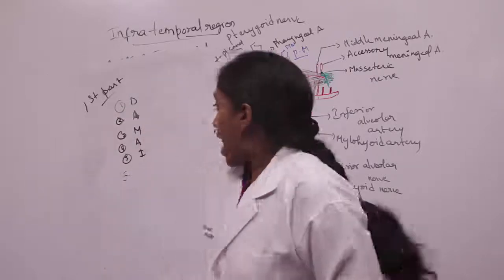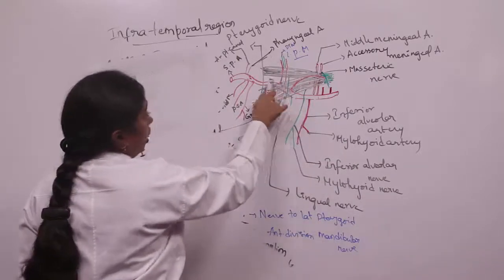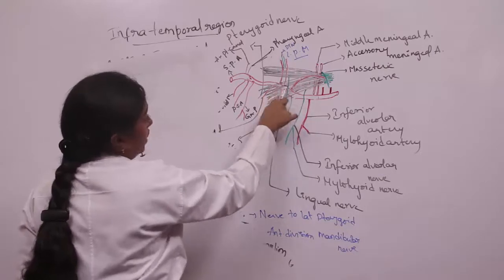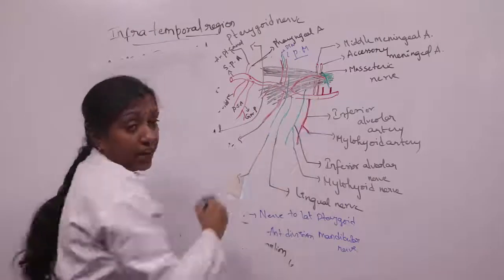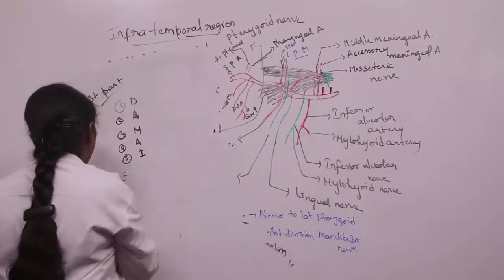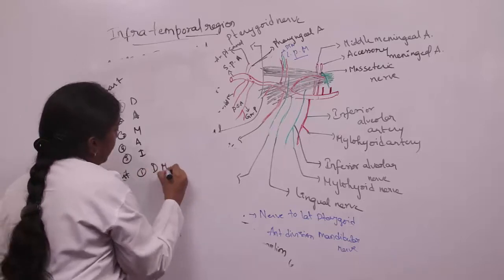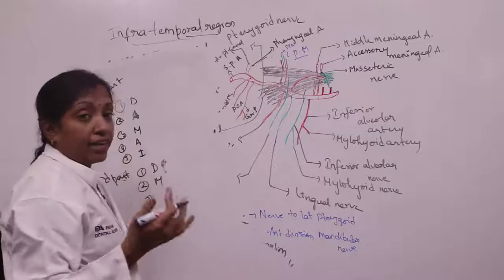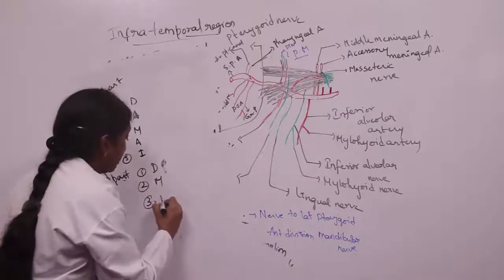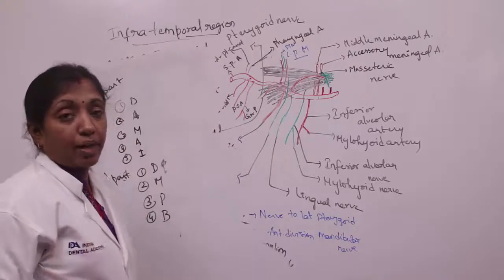And the second part of the maxillary artery is the part above the deep head, the lower head of the lateral pterygoid muscle. From the second part we have DMPB, like the anterior region of the mandibular nerve. The mnemonic is the same, DMPB.